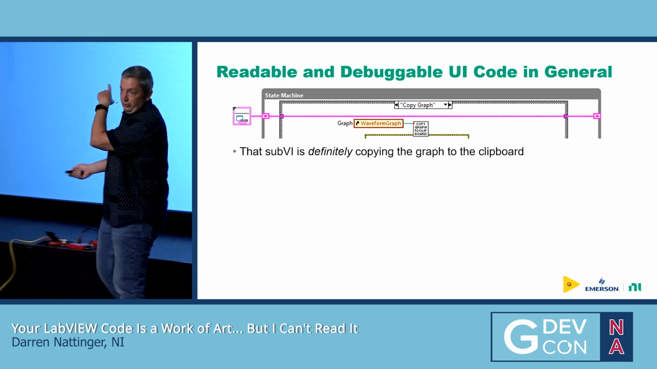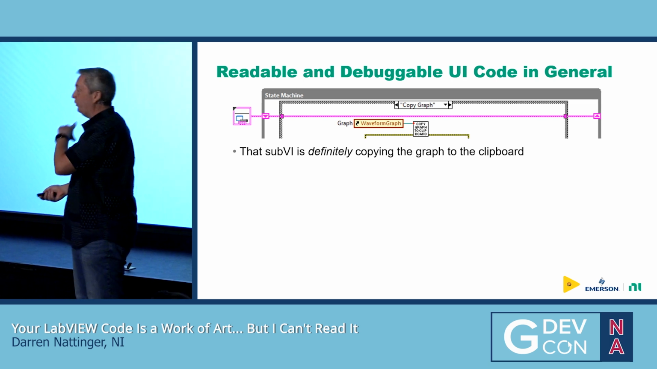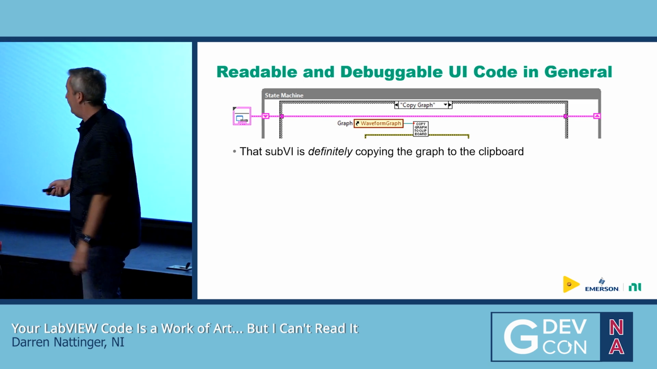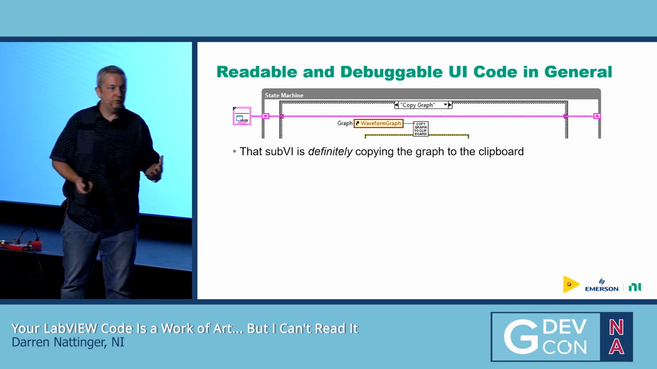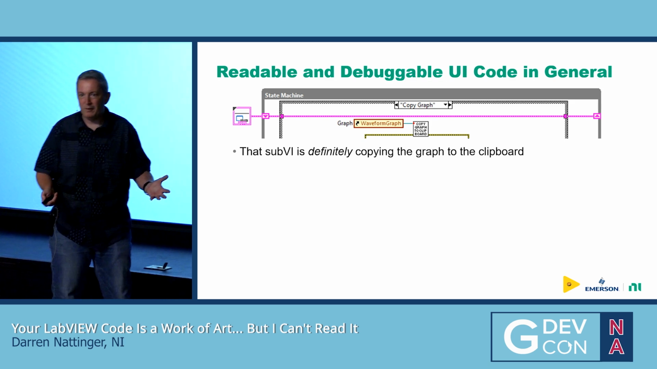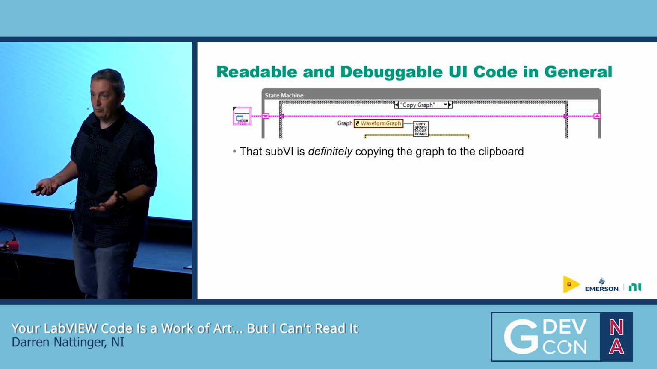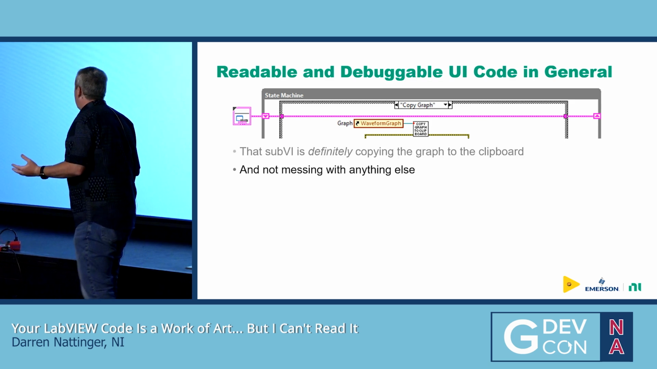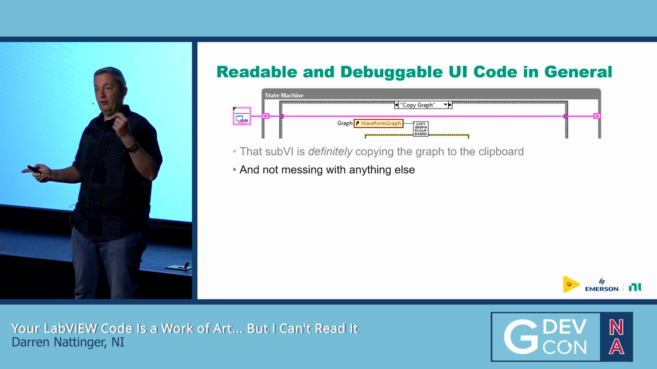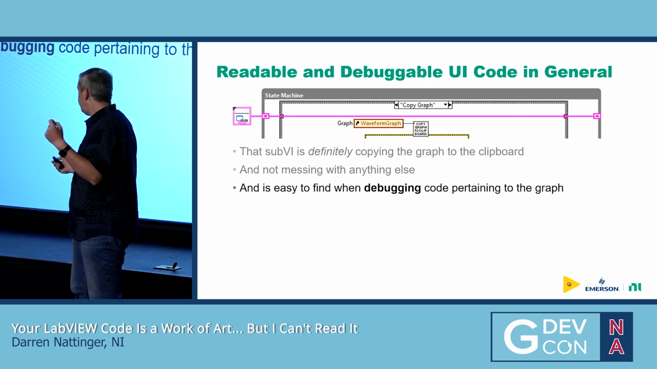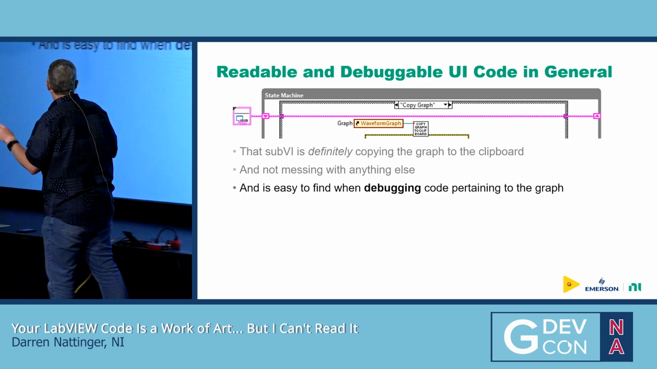So this is what we should do. First of all, I changed the icon to text, and it says copy graph to clipboard, so that's pretty obvious what it's doing now. But look, I'm using a control reference. Now when it comes time in my code to see, wait, where's my graph getting messed up? I search for control references to that graph, and I find exactly where that control reference is being used. We also can tell that that sub-VI is not messing with anything else because we didn't wire in the whole cluster into it. And as I mentioned, it's much easier to find whenever we are debugging our code.